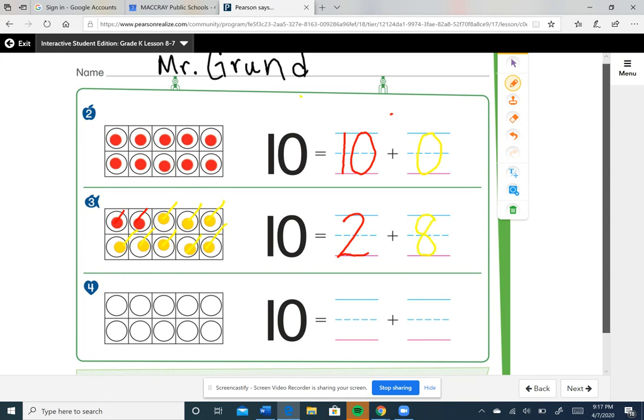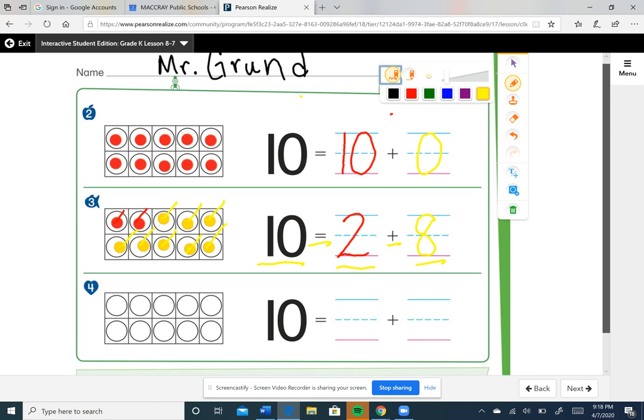All right. Now, do I have all my squares filled? Is there a counter in each square? Yes, there is. So that means I know that it equals to 10. So our equation reads 10 equals 2 plus 8. Good job.